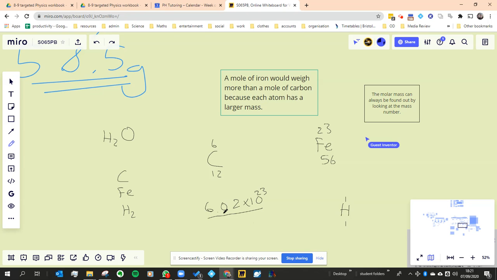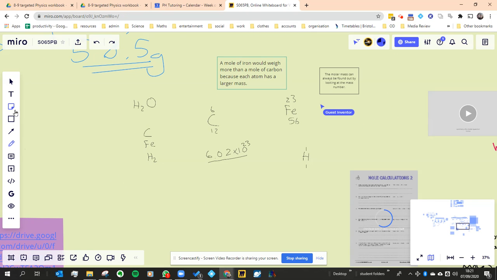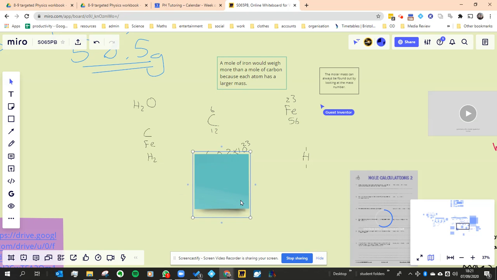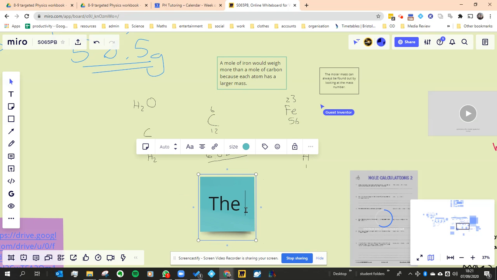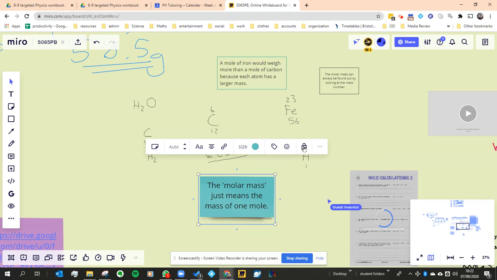So that's what we talked about, what a mole is, and this idea of the molar mass. The molar mass is just the mass of 1 mole. That's all it means, okay? So don't get too confused by this terminology. Molar mass just means the mass of 1 mole. If you know what the molar mass is, it is just that, okay? I'll stop the video there.